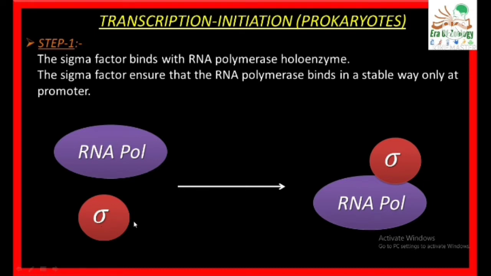In the first step, the RNA polymerase will attach with the sigma factor and they will form an RNA polymerase sigma factor complex. So basically, the main thing that occurs in the first step is the RNA polymerase sigma factor complex formation.